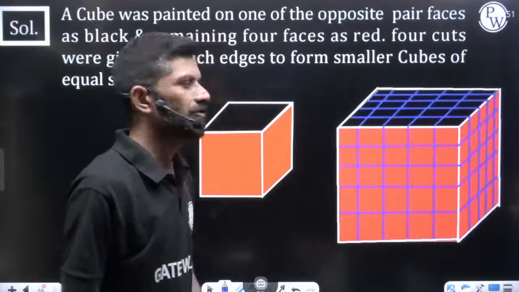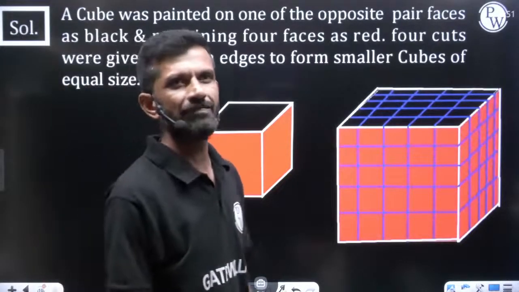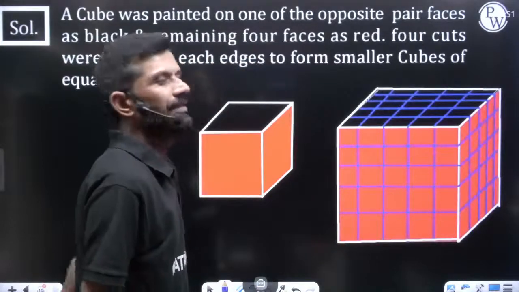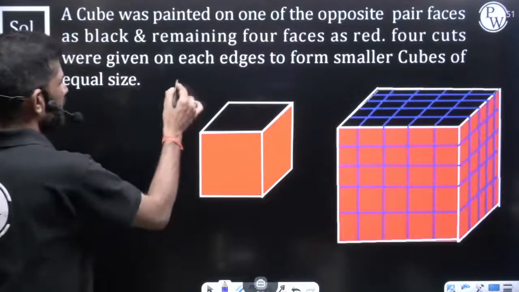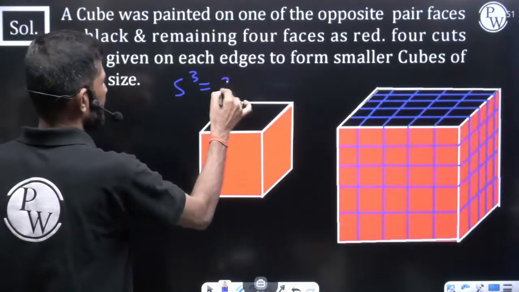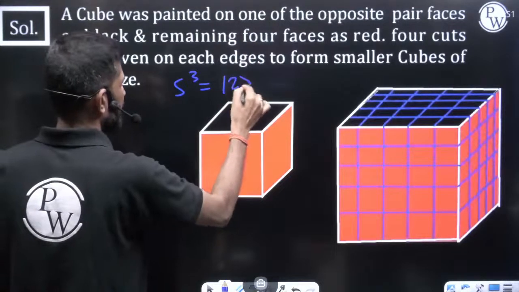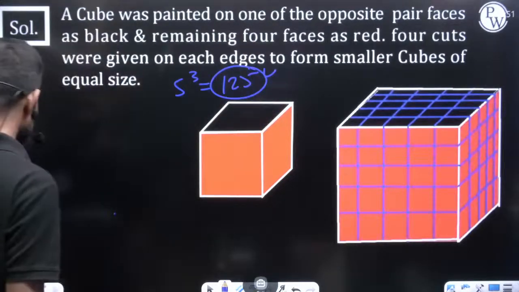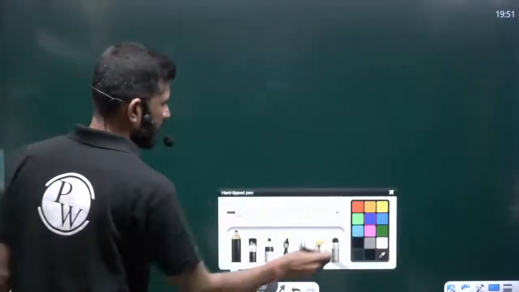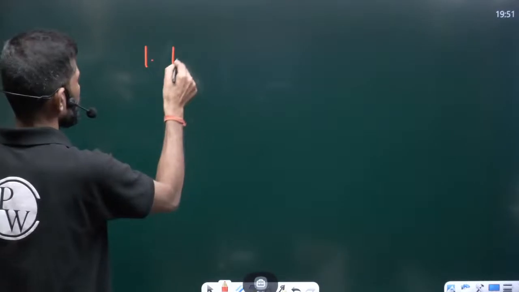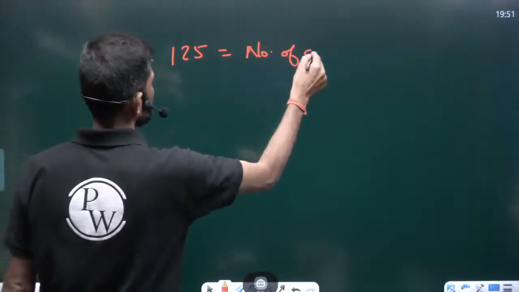How many smaller cubes will be formed? Very simple, everyone knows the answer, because how many cuts am I giving? 4 cuts I am giving, so the number of cubes formed will be 5 cubed. 5 cubed is how much? 125. So the answer to the first question is 125, the total number of cubes formed. I think everyone understood this.